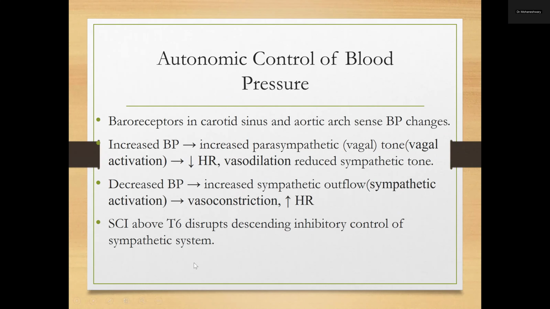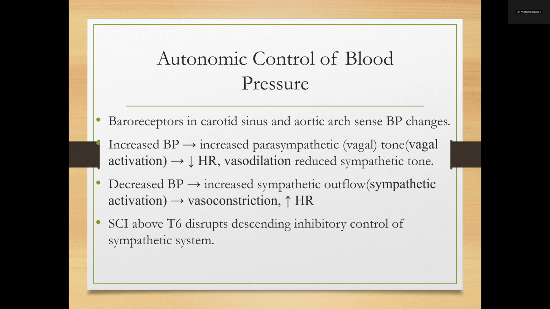Okay, so as I mentioned earlier, there are baroreceptors in our carotid sinus and aortic arch. What they do is sense blood pressure changes. When there's an increase in blood pressure, the parasympathetic system is automatically activated. Your vagal tone is activated, leading to reduced heart rate, vasodilation, and reduced sympathetic tone. But when there's a decrease in blood pressure, your sympathetic outflow is automatically activated, leading to vasoconstriction and increased heart rate. So just remember these two systems and their effects, and you will be able to understand AD.